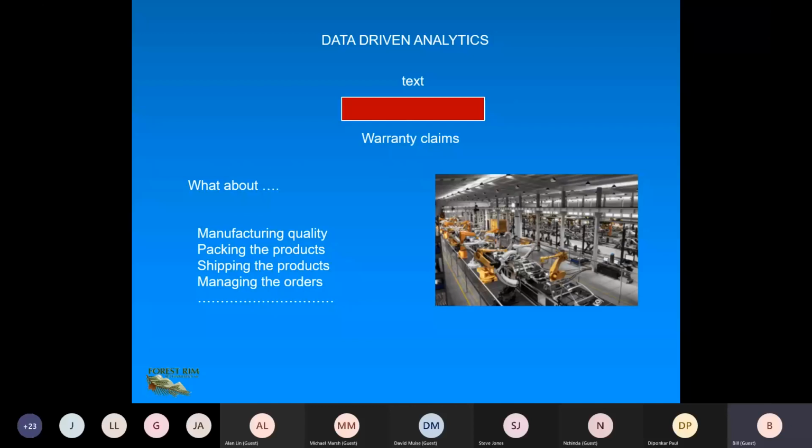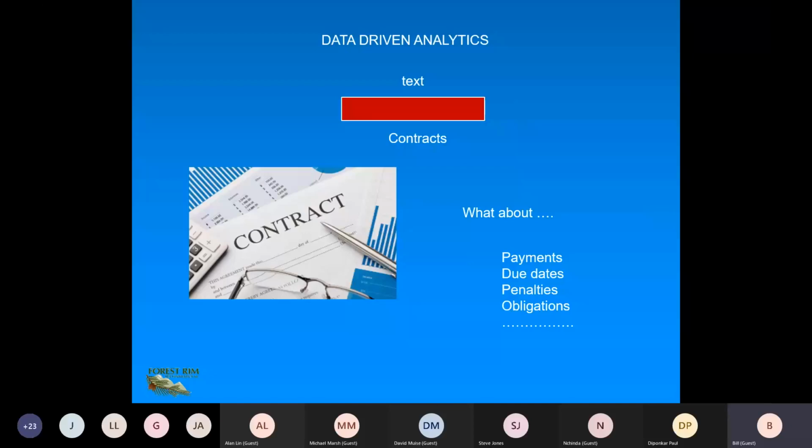Another place that there's a lot of valuable information are warranty claims. For a manufacturer that's producing some kind of product, looking at the warranty claims is valuable. Why? Because the warranty claims tell you where in your manufacturing process you need to improve. So you see, whether it's the voice of the customer or medical records or warranty claims, text has got a tremendous amount of valuable information.